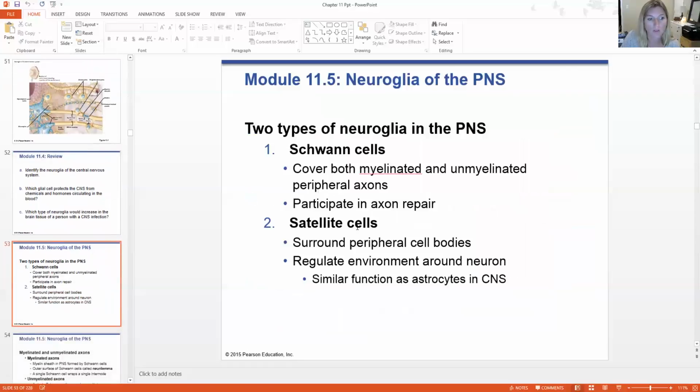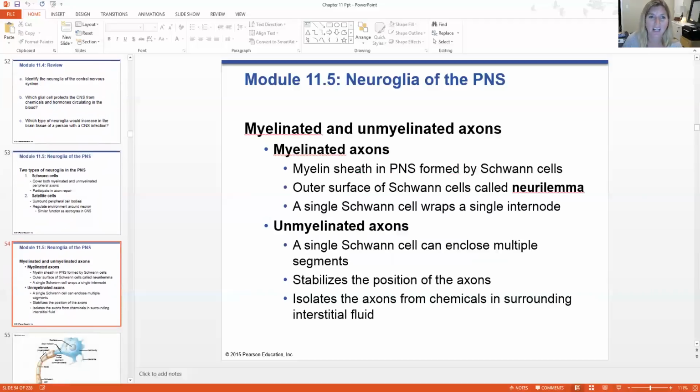Let's keep going. Let's talk about the neuroglial cells of the peripheral nervous system. Instead of having oligodendrocytes, they have Schwann cells. It's the same thing, just in the peripheral nervous system. They cover the myelinated axons. They also participate in axon repair, which is minimal, but they can be repaired briefly by these Schwann cells. There's also satellite cells that surround the peripheral cell bodies. They help to regulate the environment around the neuron, kind of like the astrocytes.